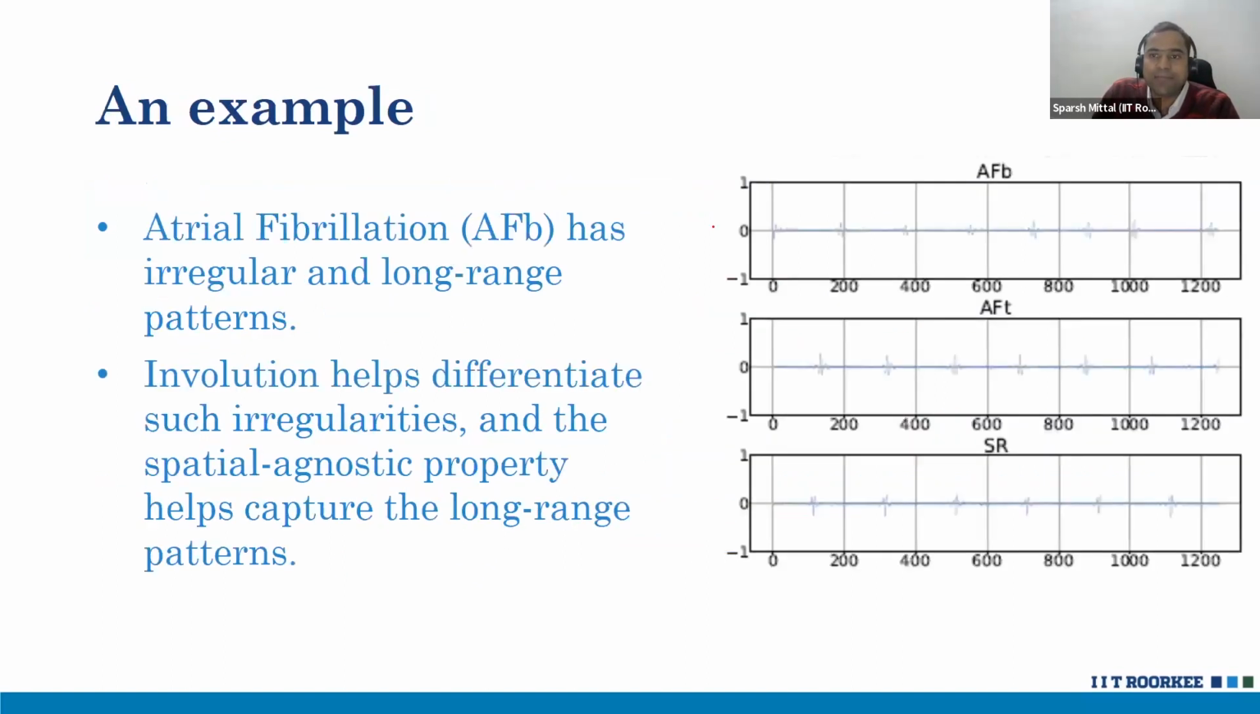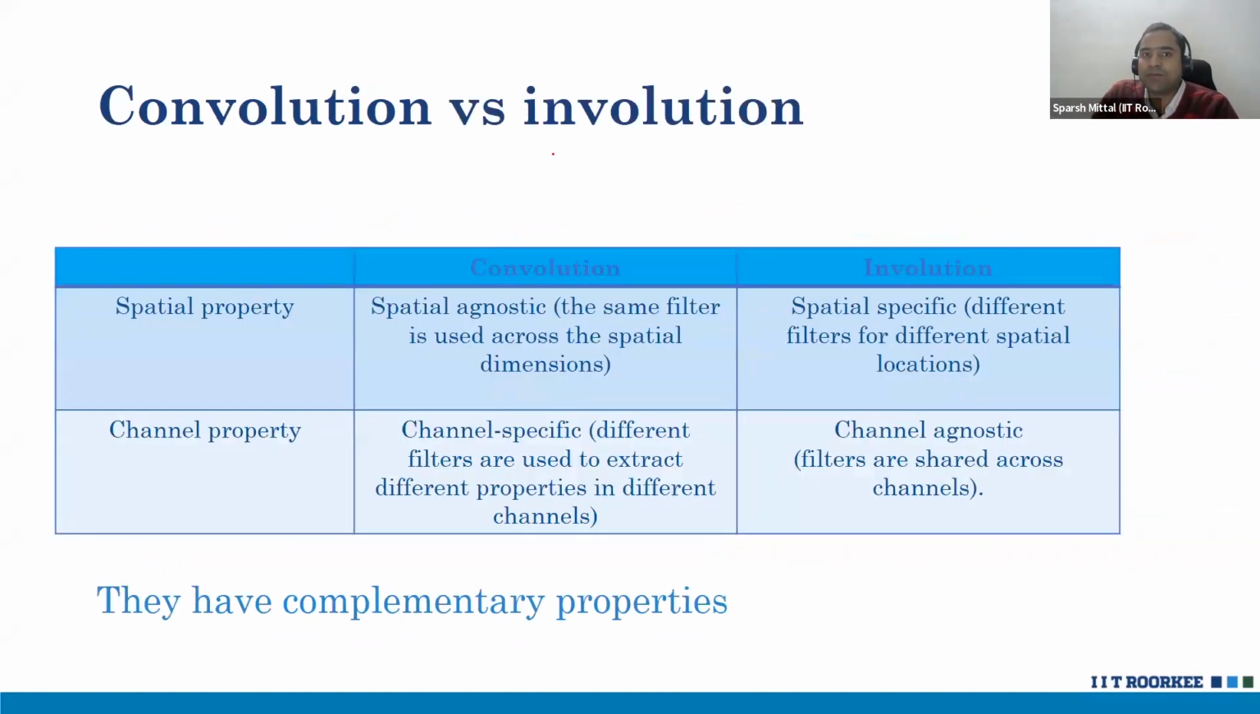As I said, these are three classes which are very difficult to distinguish for the human eye and even for an ML algorithm. If you see this AFB, it has irregular long-range patterns. Here, the distance between these two is not the same as the distance between these two. So we need to be able to see the long-range pattern, only then can we distinguish. If we use involution, it helps us differentiate between such irregularities. Involution has a spatial agnostic property, which I will discuss on the next slide. This helps us capture the long-range pattern. So convolution and involution are complementary operations. Convolution is spatial agnostic.